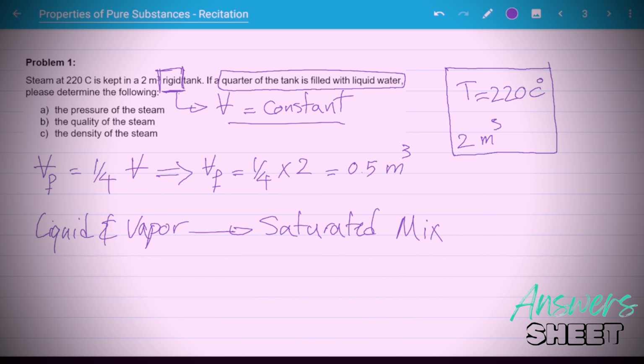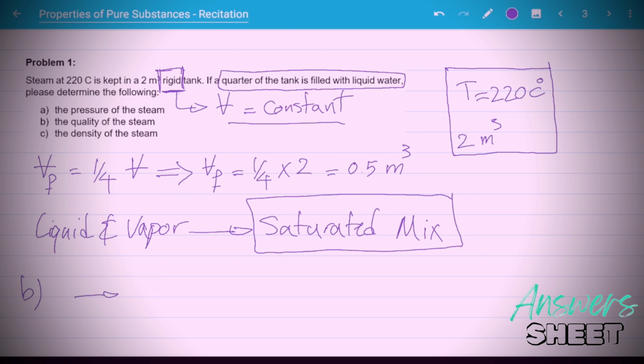Okay, I just cleared a bit of the calculation area, so we can continue to part B. Now, part B asks for the quality of steam. So here in this scenario, I think we can go and find the mass of the vapor and the mass of the fluid directly. Let me show you how. So we already concluded that we are in a saturated mixture, right? So we can go and read the tables for saturated mixture at a temperature of 220 degrees Celsius.